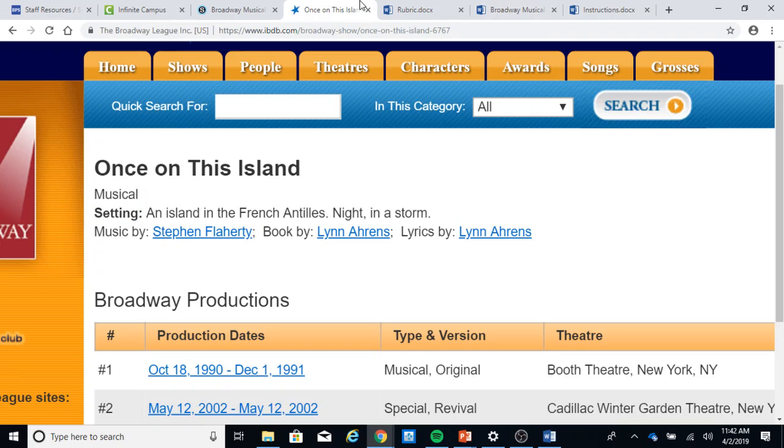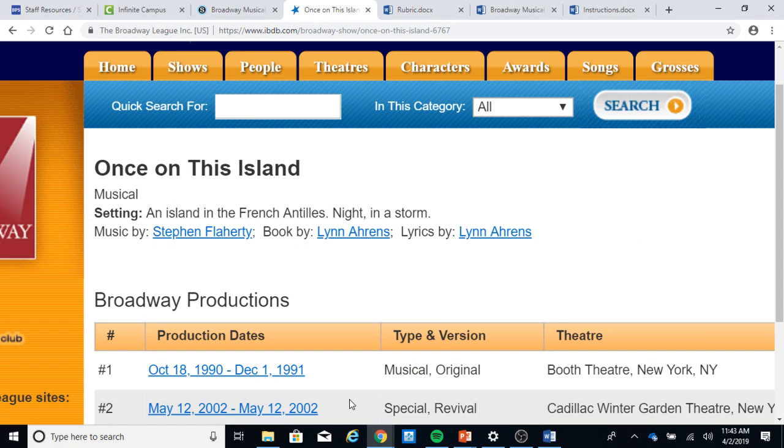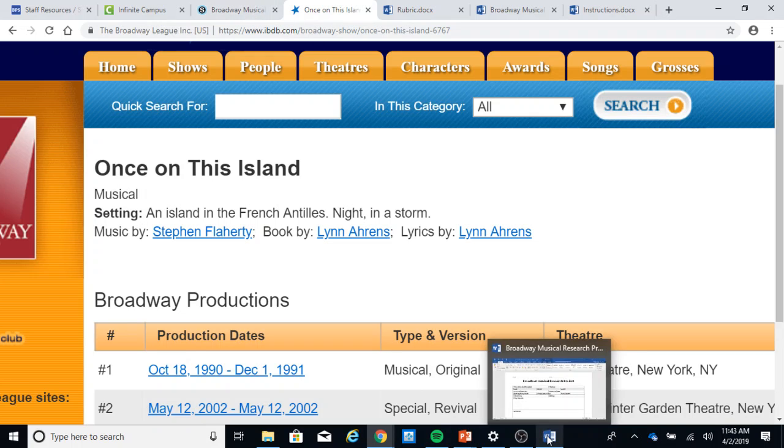Right. Okay, so let's do this one thing at a time. Who wrote the music? Well, first off, what is the title again? Once on This Island. Excellent. What's the next thing we can gather from that page? The music is by who? Stephen Flaherty. All right, so let's go ahead and we'll put that in there.